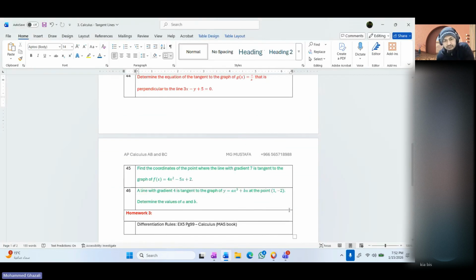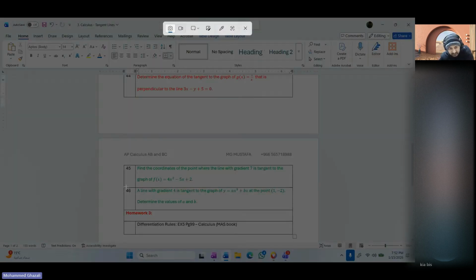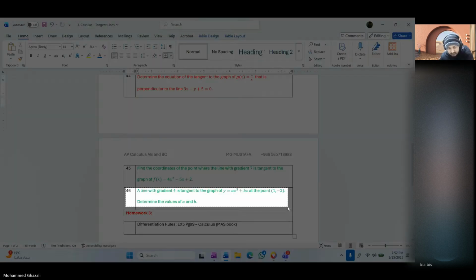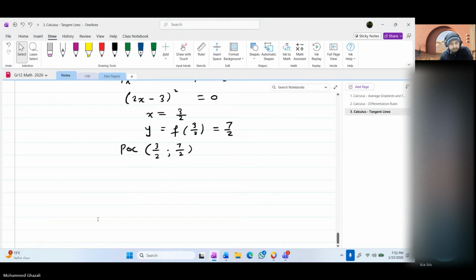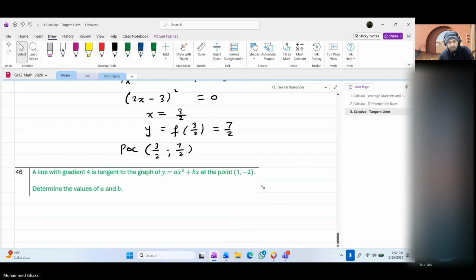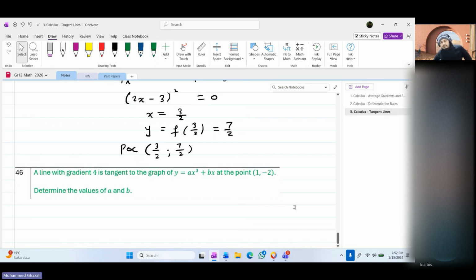Next question. Let's look at question number 46. Arnav, you there? You making sense? Understood everything? I'm trying to do both methods, all right? Let's look at question number 46.